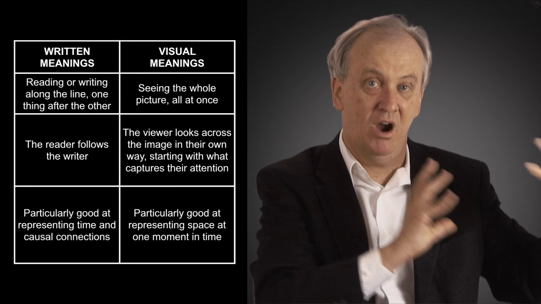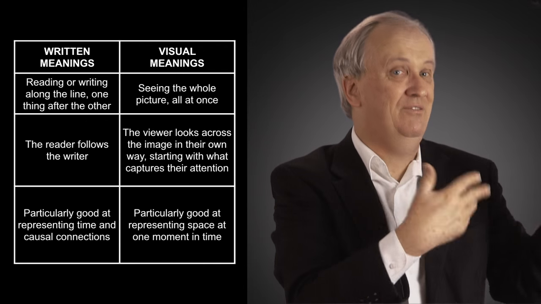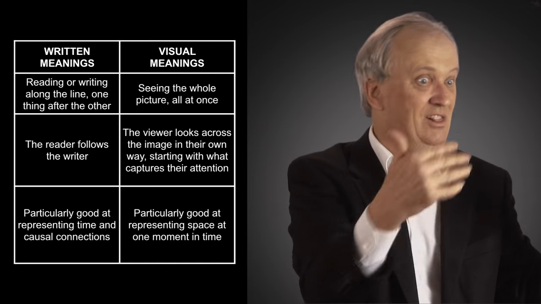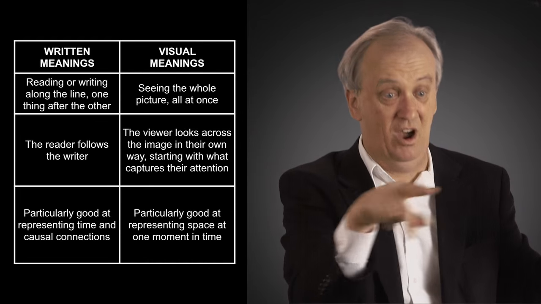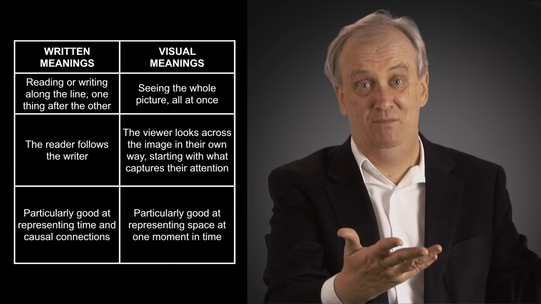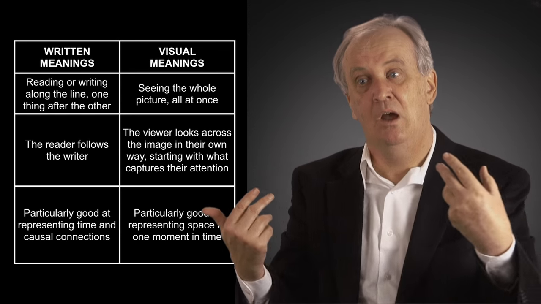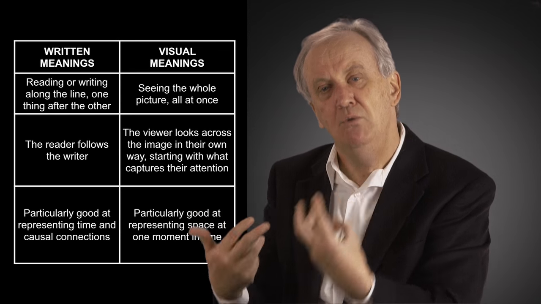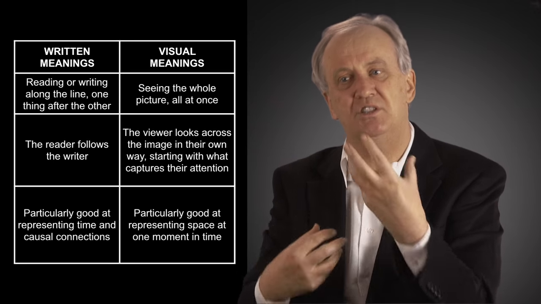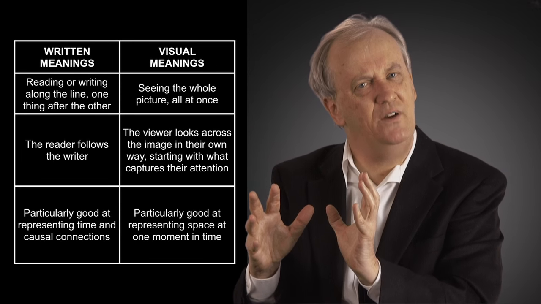So what happens in writing is, in a sense, the reader follows the writer, which is you read along the line. If you don't follow the writer along the line, you can't just take random words and hope that it'll work out, because it won't. Whereas the viewer really works across the image in their own way. They've got much more space for agency.